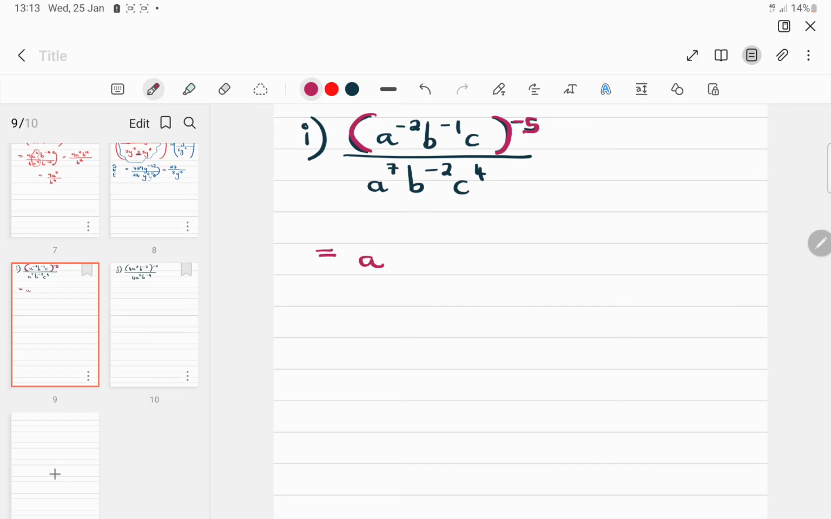A to the power negative 2 times negative 5 gives you a positive 10. B, negative 1 times negative 5 gives you a positive 5. C, if there's nothing, there's a 1, and 1 times negative 5 gives you negative 5. Over A to the power 7, B to the power negative 2, C to the power 4.